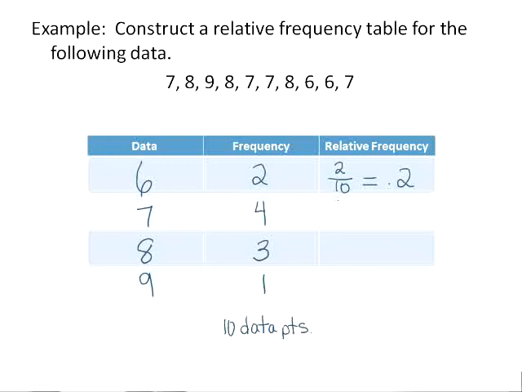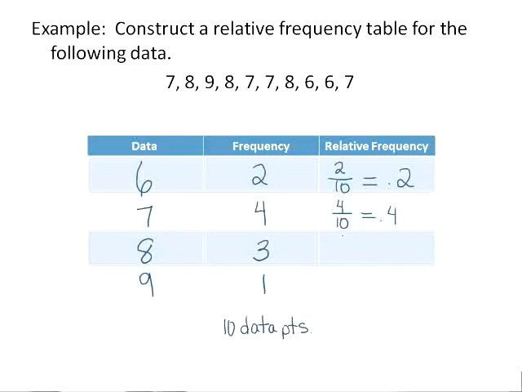Now the data point of 7, it has a frequency of 4. So we're going to take the frequency of 4 and divide it by the total number of data points to get 0.4. So essentially the data point 7 occurs 40% of the time in this data set.